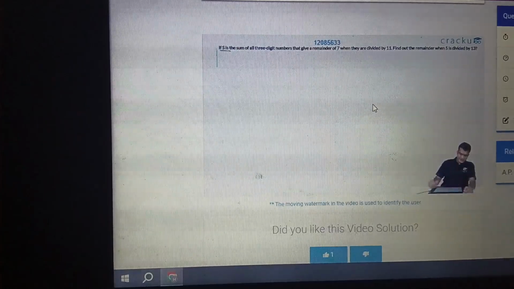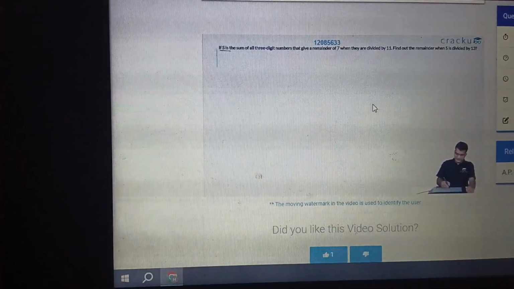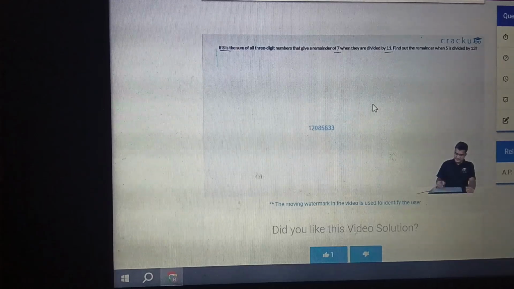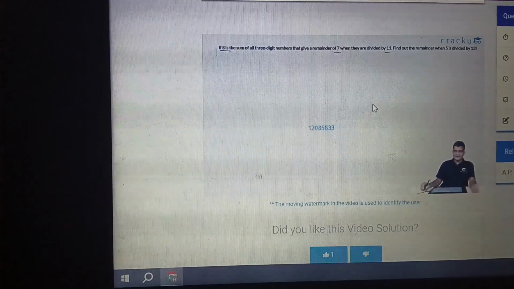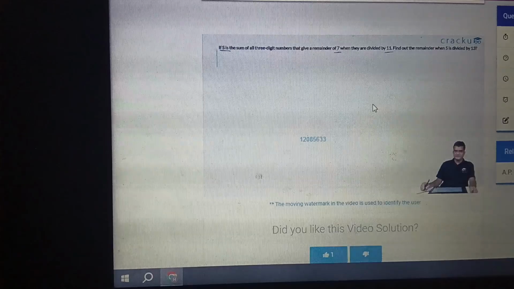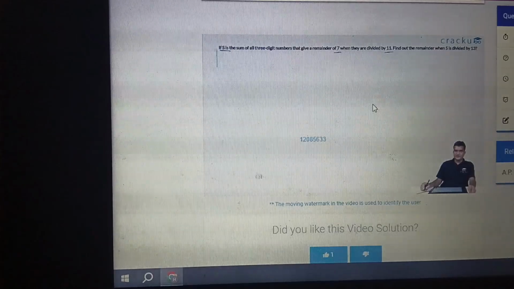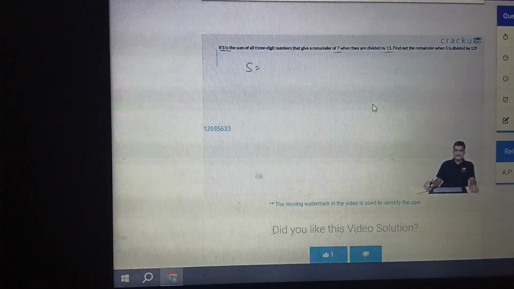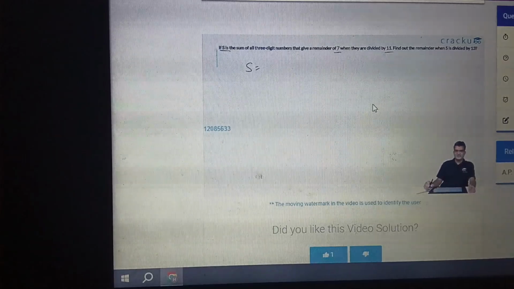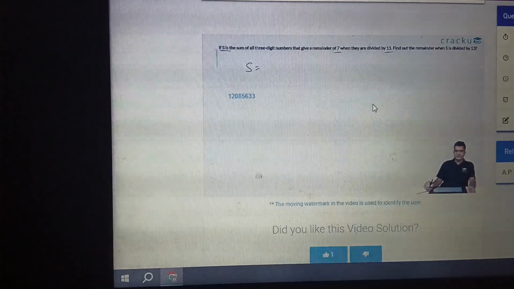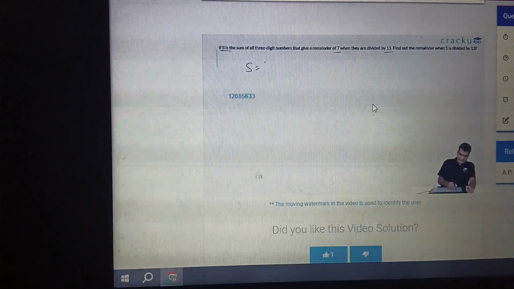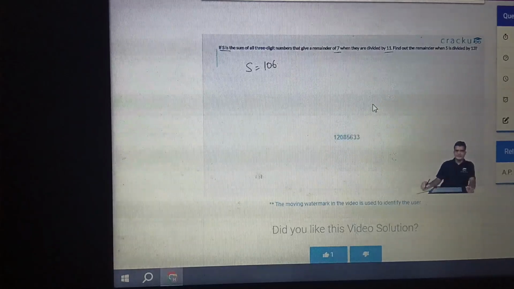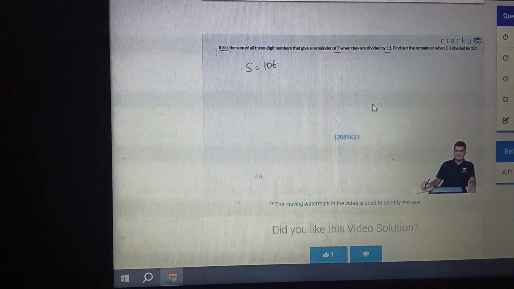Equation we are told that S is the sum of all the 3-digit numbers which leave a remainder of 7 when divided by 11. So if you are looking at the 3-digit numbers which leave a remainder of 7 when divided by 11, what is the smallest such 3-digit number? You will notice that 99 is 9 times 11, and that is the largest 2-digit multiple of 11. So if you add 7 to it, you are going to get 106, which will be the smallest such 3-digit number which will leave a remainder of 7 when divided by 11.